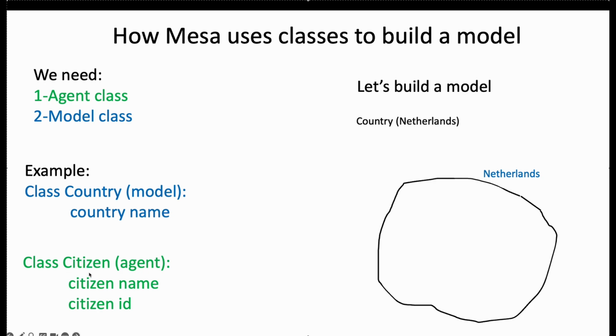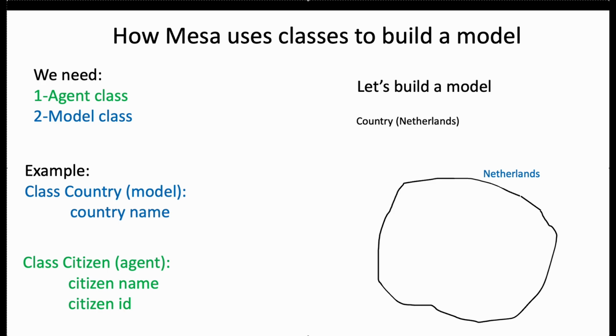Now for this citizen class, we need two different attributes. First, citizen name, and second, citizen ID. It's up to us to define what attributes we want to have for a specific class. Now we have two classes, the country class and the citizen class. But as you can see, they are two separate classes. So how can we make sure that the citizens that we will create here are going to be included in the country that we'll create? So we need to connect them somehow.